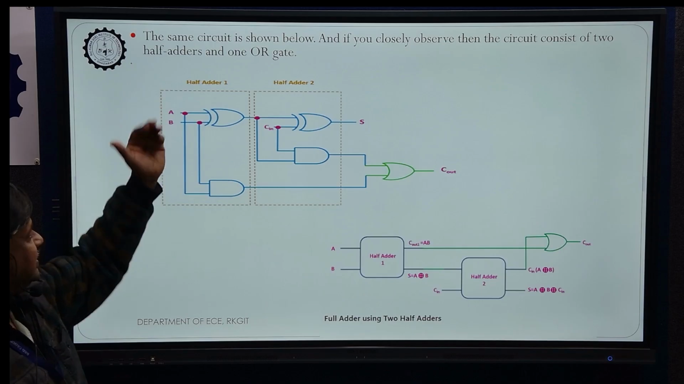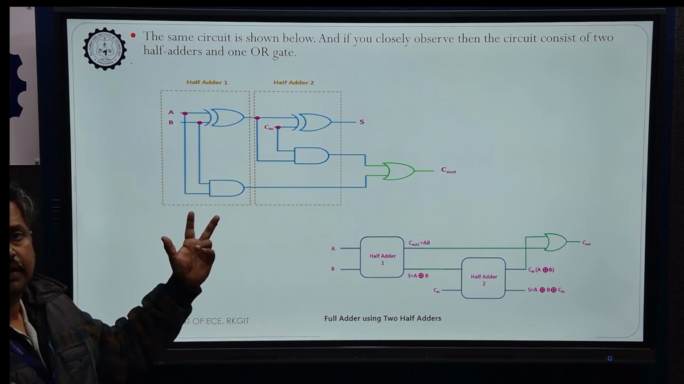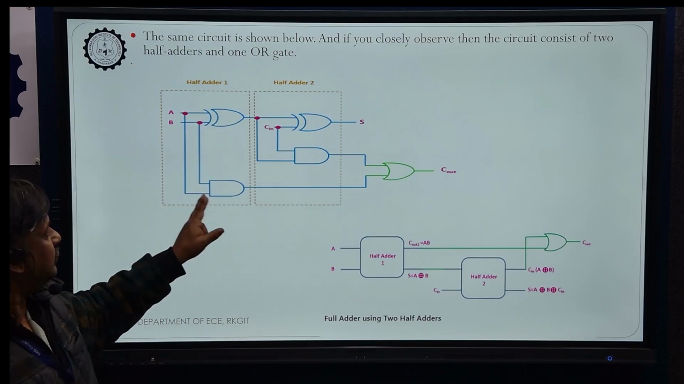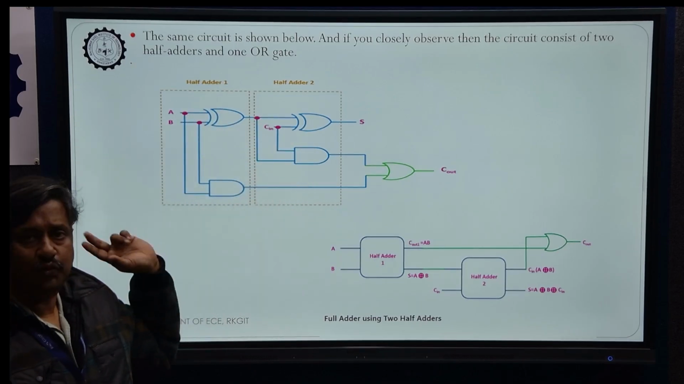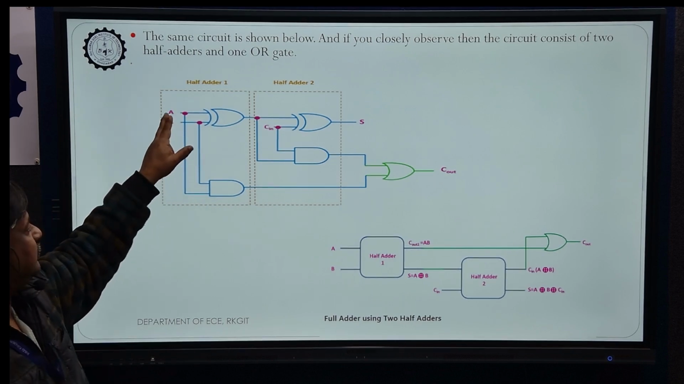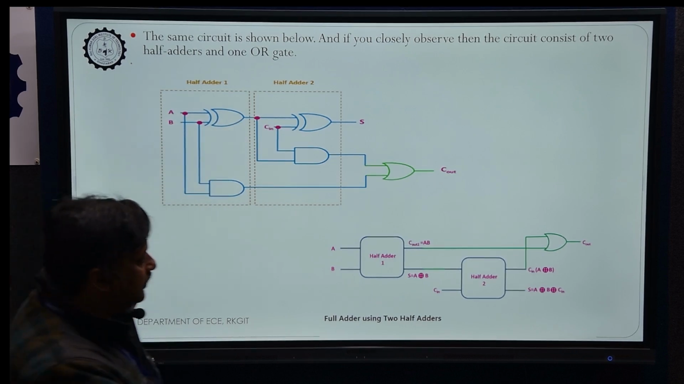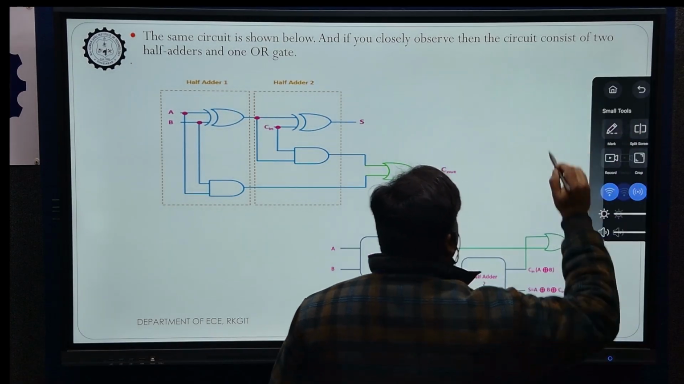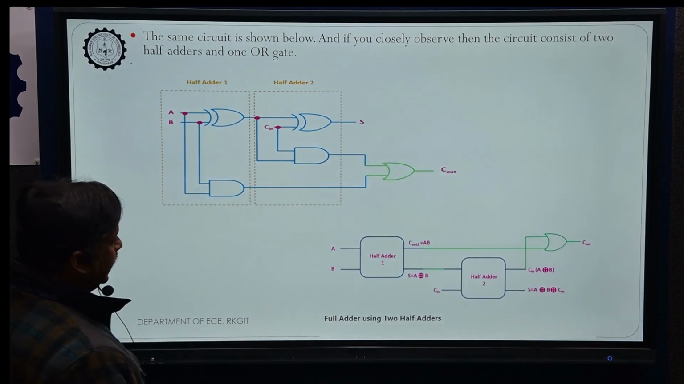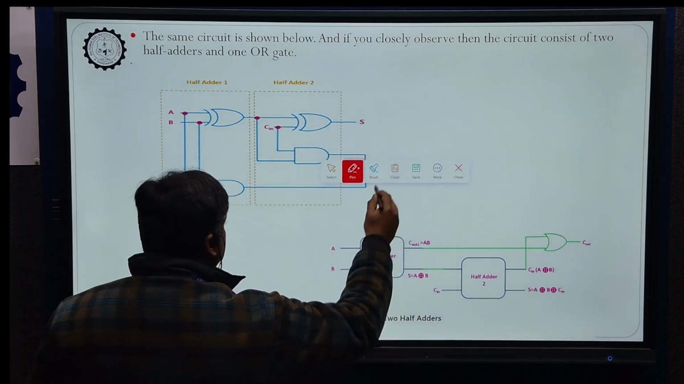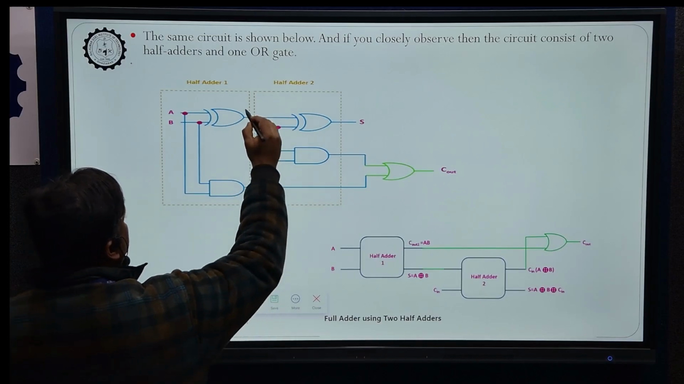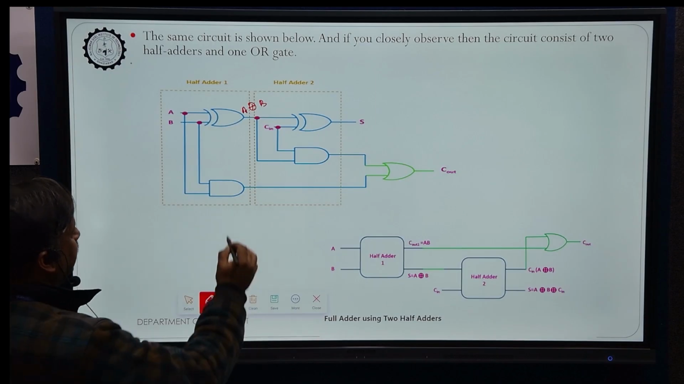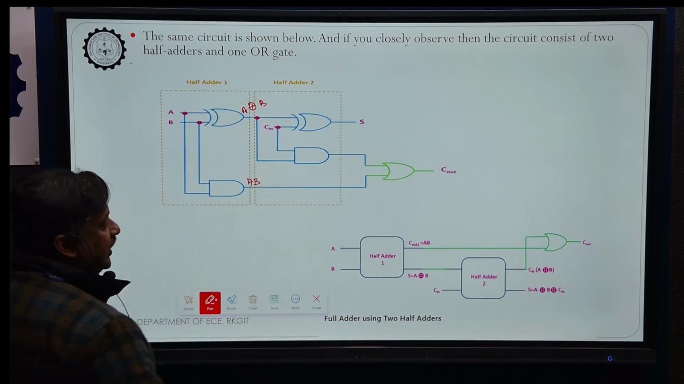Okay, so now you can see this is the implementation of a full adder using two half adders. Here you can see this is the diagram of half adder 1, and this is the diagram of half adder 2. In half adder 1 we have two inputs, and it will produce A XOR B. Here you can see this first half adder will produce carry AB.